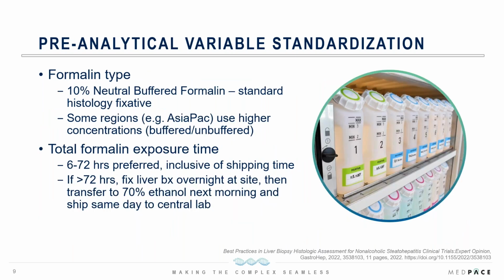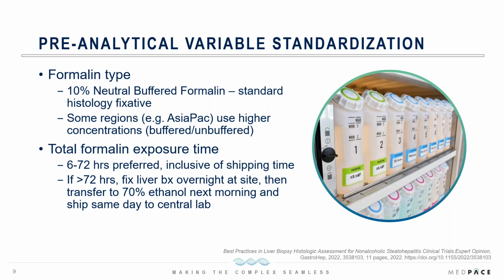There are a couple of other variables that I'd like to address here. The first is the formalin type. 10% neutral buffered formalin is a pretty standard histology fixative. It's the workhorse of the fixatives we use in the histology lab. But there are some regions of the world, and most notably we've seen around the Asia Pac area, that do use a higher concentration of formalin, and that formalin could be buffered or unbuffered. We've seen examples of 16%, 20% buffered or unbuffered.